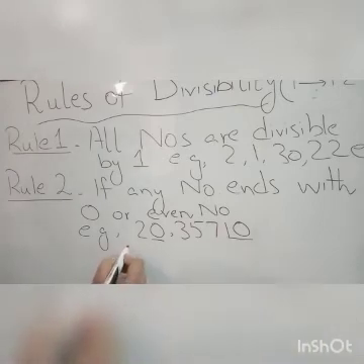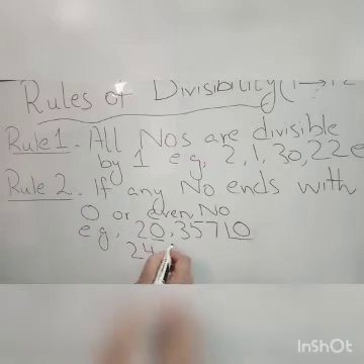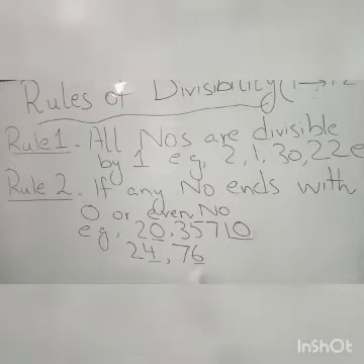Then another example, if it ends with an even number, for example 24, the last digit is even, 76, the last digit is even, 878, the last digit is even. So all these examples are for numbers which are divisible by 2. By using this rule, you don't need to divide these numbers by 2. Directly the last digit will tell you whether this number is divisible or not.